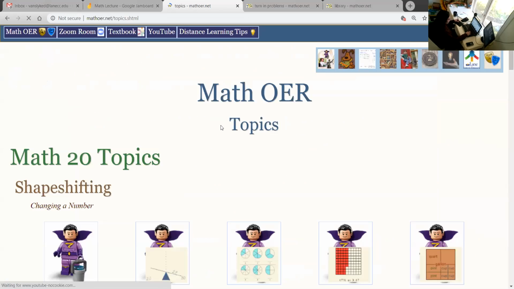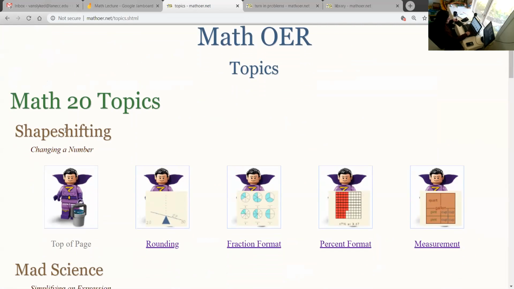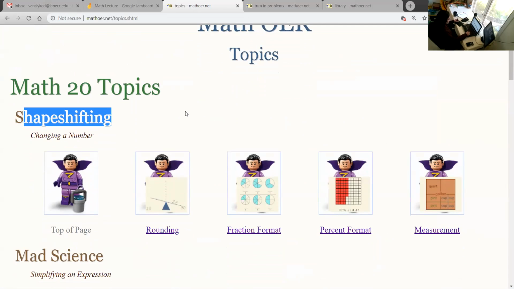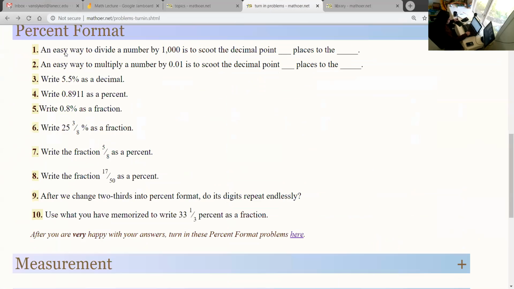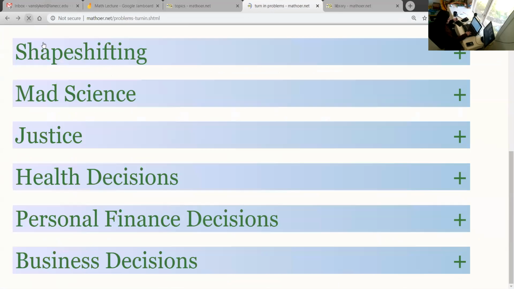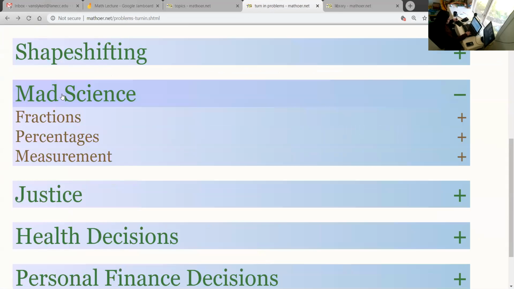So now we're done with shape shifting. This means that in the topics, we're going to scroll down to Mad Science. It means when you're doing homework, you're going to go to the Mad Science, right? We're now in our new big topic.